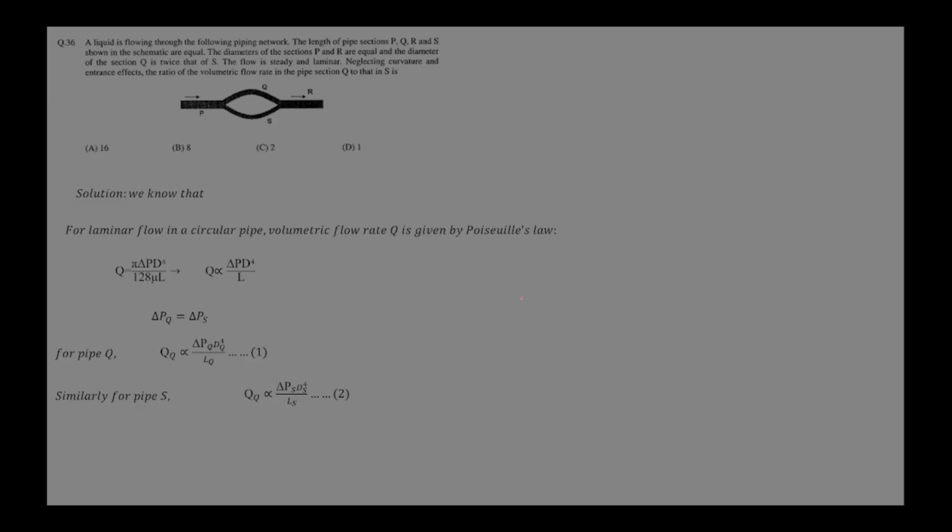So we know that for laminar flow in a circular pipe, the Hagen-Poiseuille equation is this. Q is directly proportional to del P d to the power 4 by L. Del P for Q is equal to del P for S. That is straightforward. For pipe Q, QQ is equal to, for pipe S, QS. So divide QQ and QS, you get 16.